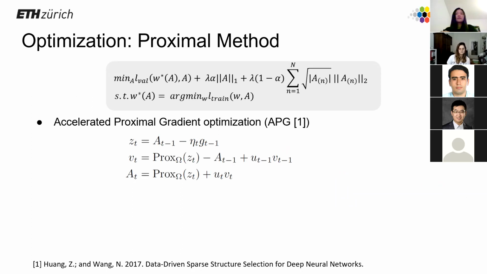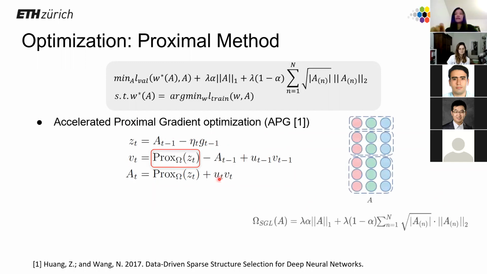In this stochastic optimization setting, the accelerated proximal gradient optimization method, the APG, is a very efficient proximal operation framework. The core of this proximal method is to compute the proximal operator, but it is not trivial to directly compute the analytic solution of the proximal operator for this mixed sparse group lasso.